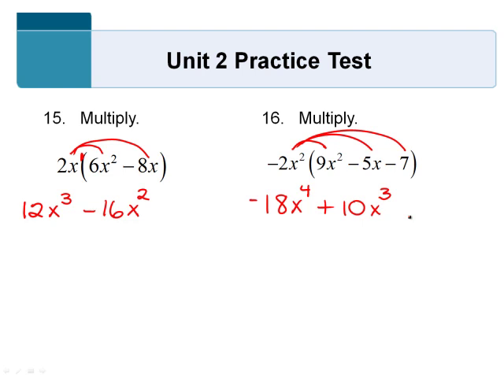A negative times a negative, positive 14, and make sure you bring down the x squared, because even though it doesn't have anything to get added with, it's still part of your answer there, still part of the term. Those are not like terms, so that's it.